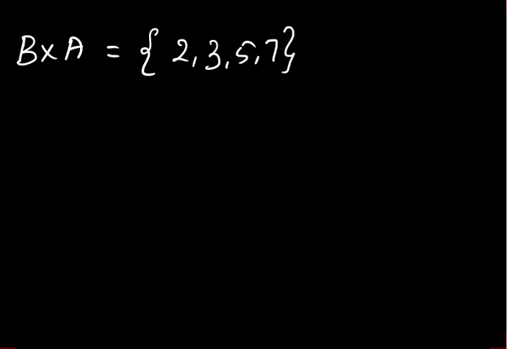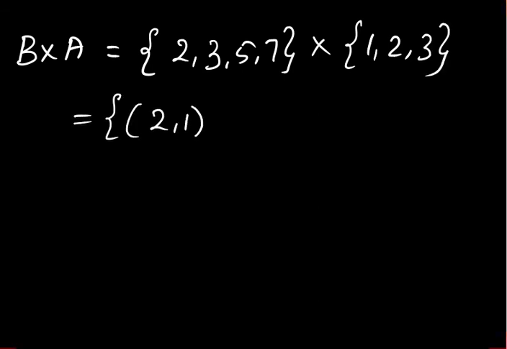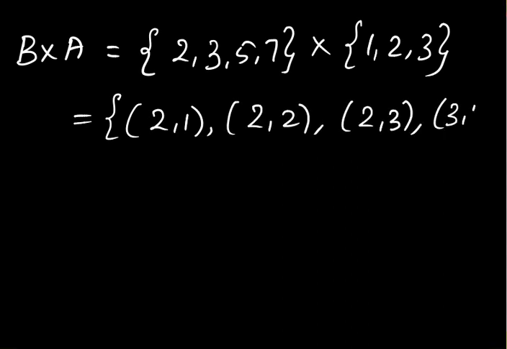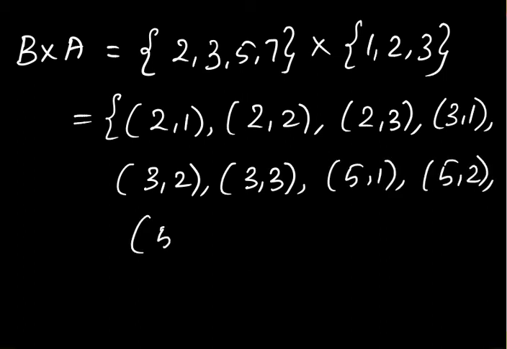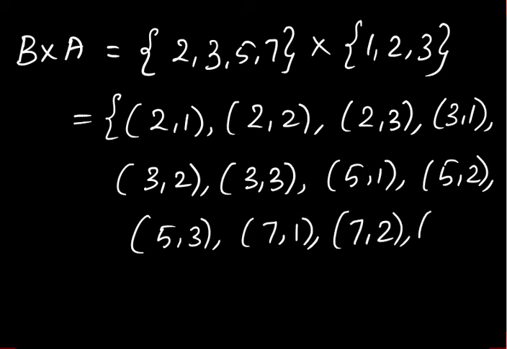Next we will find B cross A. We'll write the values of B, that is the set of 2, 3, 5, 7, cross A value is 1, 2, 3. We'll start with number 2: 2, 1, 2, 2, 2, 3, 3, 1, 3, 2, 3, 3, 5, 1, 5, 2, 5, 3, 7, 1, 7, 2 and 7, 3.